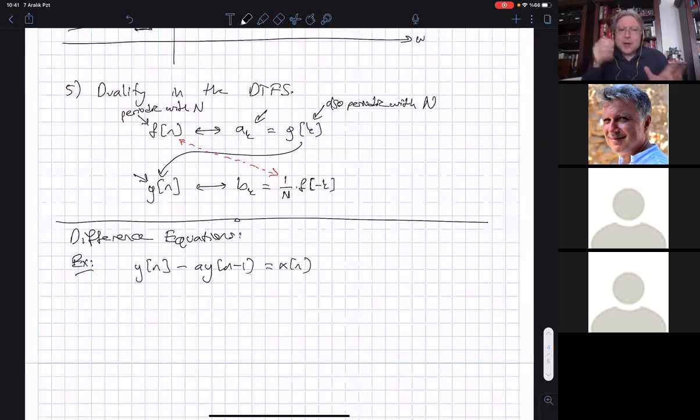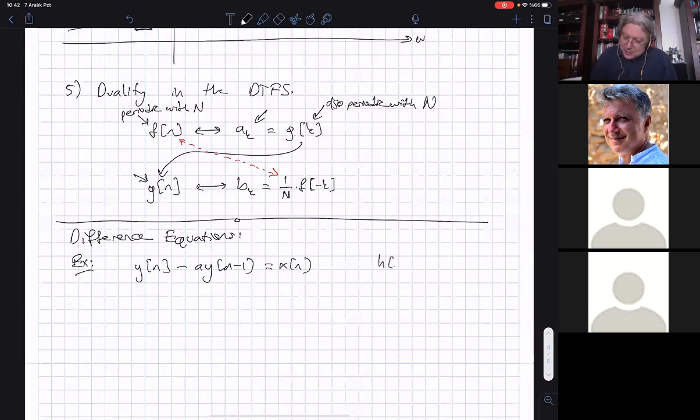You see that y of 0 minus a times y of minus 1, which is 0, is equal to delta of n at n equal to 0, which is 1. So y of 0 is 1. Then y1 minus a times y0, which was 1, is equal to 0, which means y1 is a. And then you will find y2 is equal to a squared, y3 is equal to a cubed. You can iteratively solve this to give me the impulse response, okay?